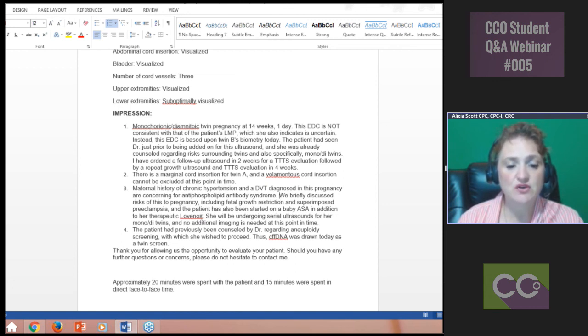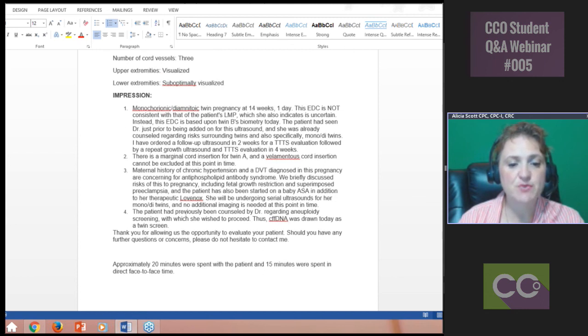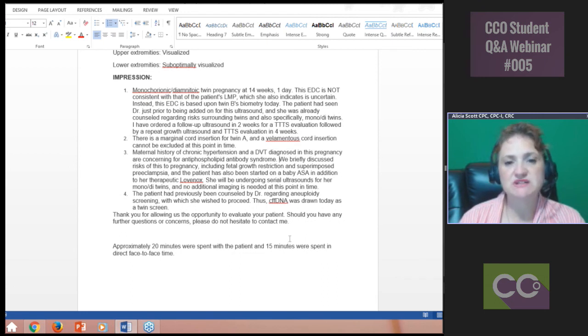Let's see, and she started back on her Lovenox. She needs to do that because of the DVT, because she's a candidate for clotting, and she's going to go through more ultrasounds at this point. All right, and then they did the DNA for the twin screen. They'll be able to tell her even more about the twins with that. So again, approximately 20 minutes were spent with the patient, 15 were spent direct face-to-face time doing the ultrasound.